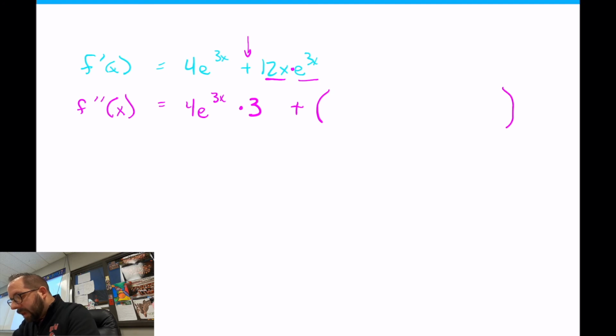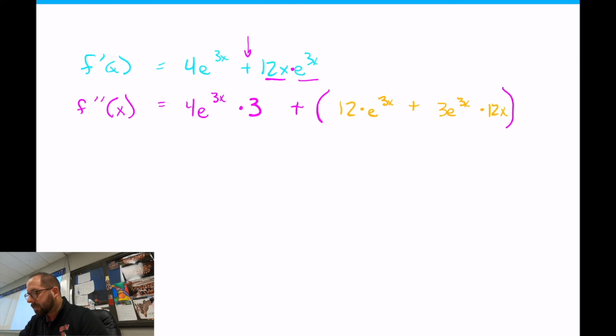All right, so derivative of the front, 12 times e to the 3x, plus now the derivative of the second item, which is 3e to the 3x, and then that's times the first, which is the 12x. So that's derivative of the front times the second, plus the derivative of the second times the first. Where did the 3 come from? That is the derivative of e to the 3x. It's a chain rule. So it's e to the 3x times 3, because it's the derivative of the power.